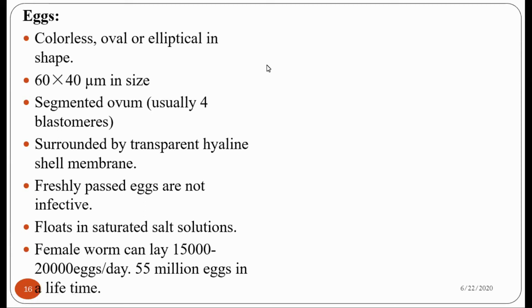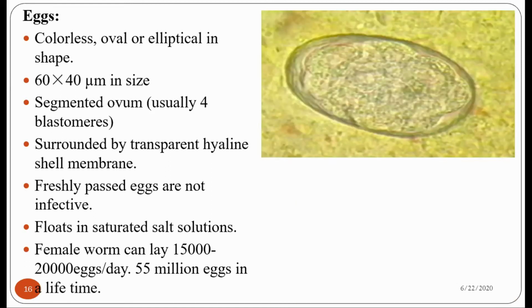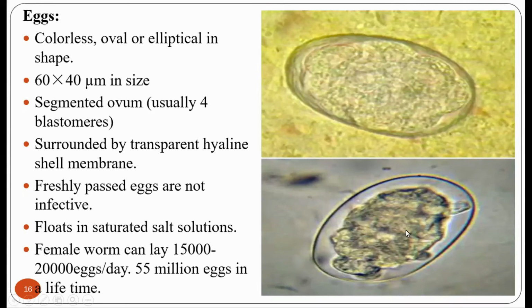So this is the picture of the hookworm egg, which is oval in shape. It measures 60 by 40 micrometers in size, and it is a segmented ovum. Inside the egg, we can see 4 segments of blastomeres. Such an egg is considered as infective to human beings. This is the blastomeres, and this is the egg cell.